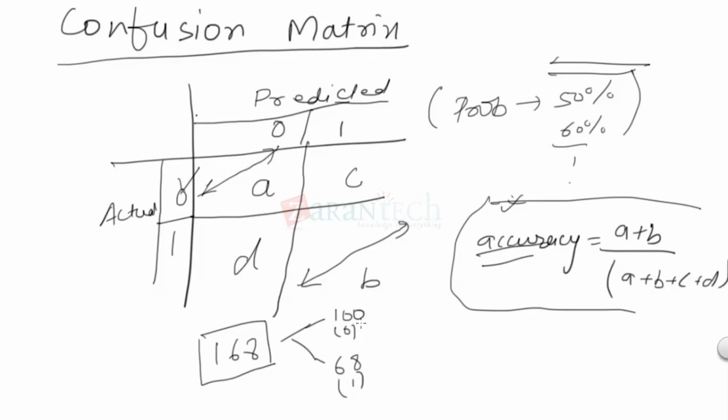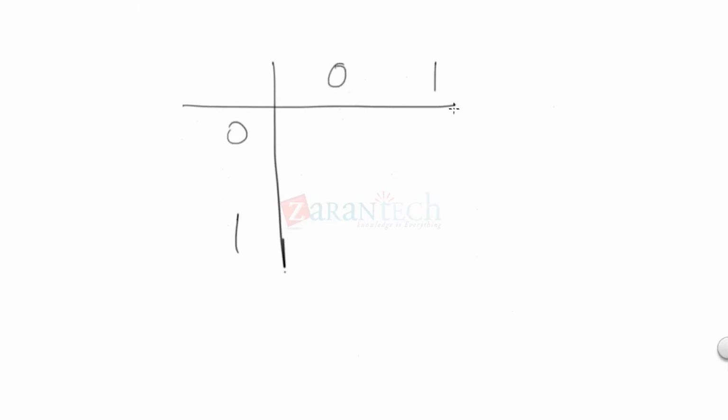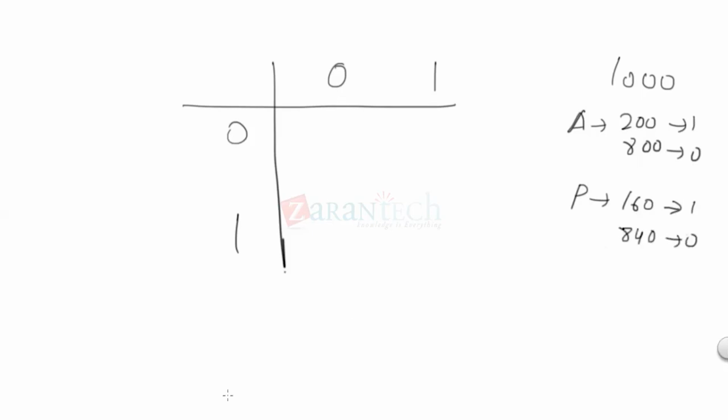Let me make it a little easier. This is actual, and let's say I have 1000 records. In 1000 numbers, the actual is 200 as 1 and 800 as 0. This is actual. And what we have predicted is 160 as 1 and the rest, 840, as 0. Am I clear?